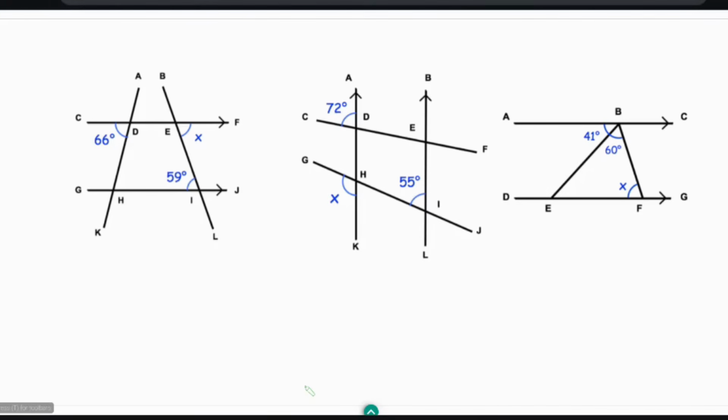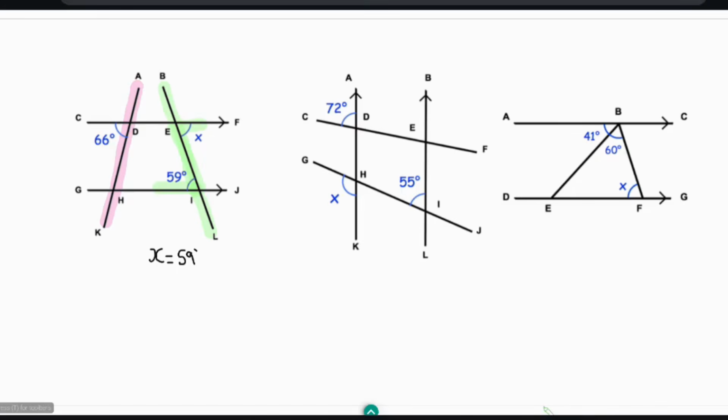Okay, so here we have an alternate angle, a Z angle. So x is 59. Something to bear in mind is all the angles on this line. You can look out for Z, F or C angles, but they're all different from the ones on this line.